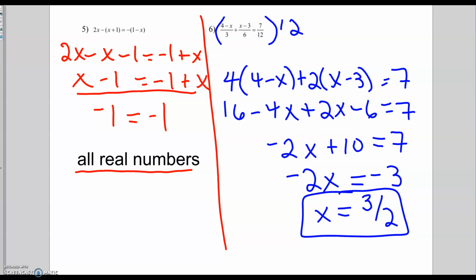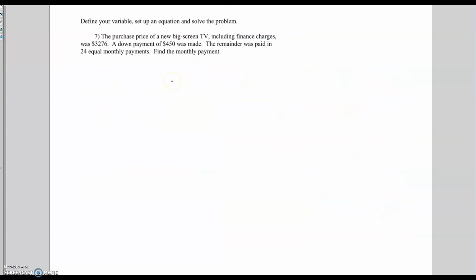All right, one final problem. It's a word problem. The purchase price of a new big screen TV, including finance charges, was $3,276. A down payment of $450 was made. The remainder was paid in 24 equal month payments.